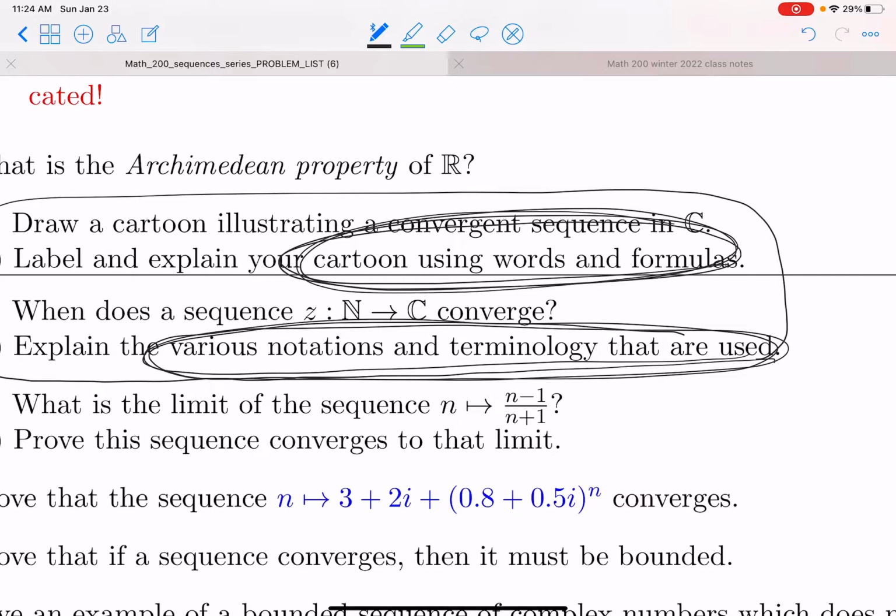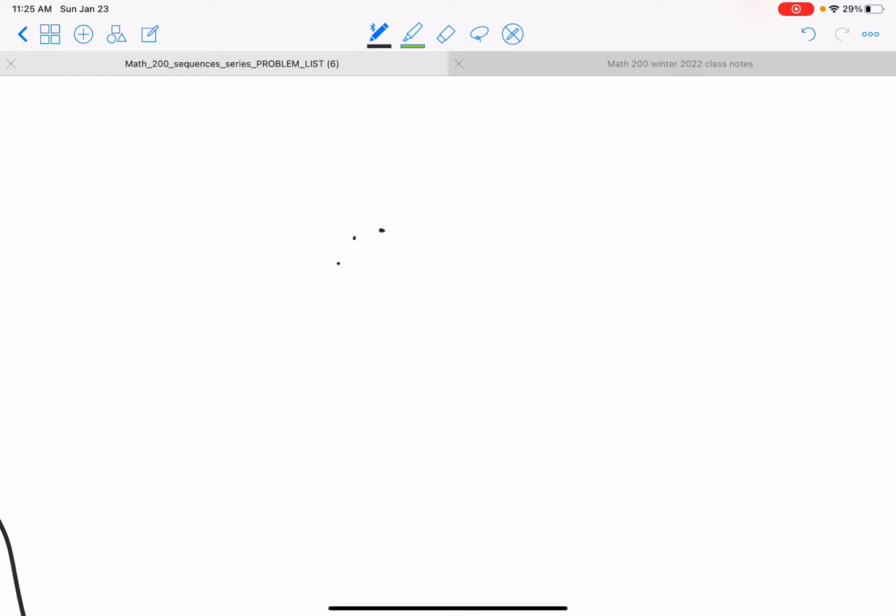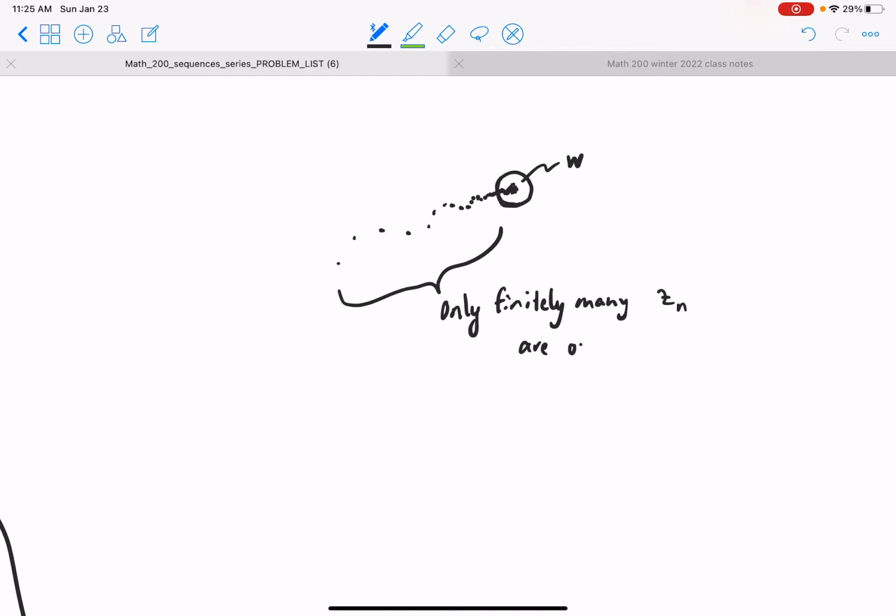Okay, so when is a sequence convergent? Illustrate a convergent sequence. Basically, here we go. A sequence converges if there's some number W such that around W, if you choose any little tiny ball, no matter how small the ball, only finitely many Z sub n are outside that ball.